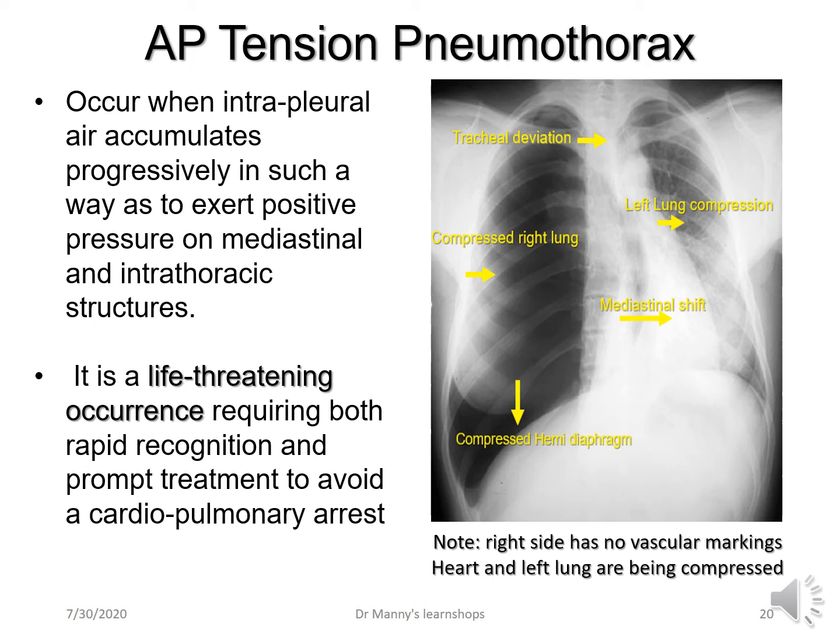And as a consequence of all this tension and compression and accumulation of air in the right pleura, you get tracheal deviation. So, what you would see on the chest X-ray as you see in front of you, you'll see tracheal deviation. There'll be no vascular markings on the left side because the lung is being compressed.